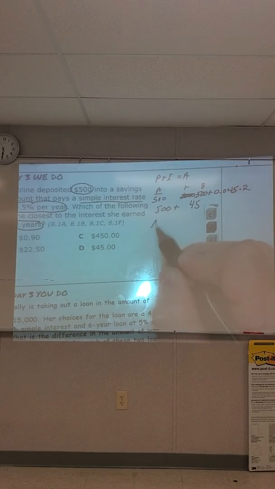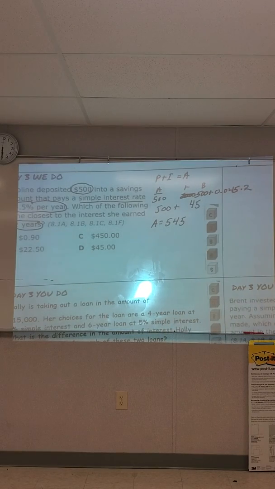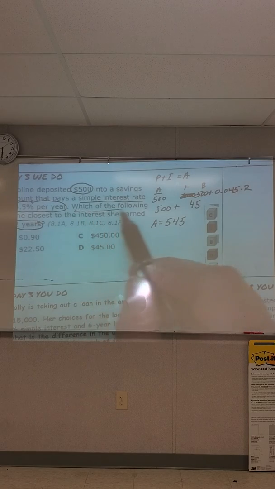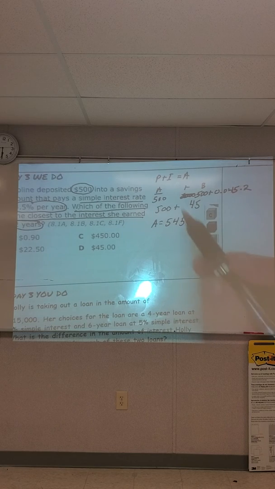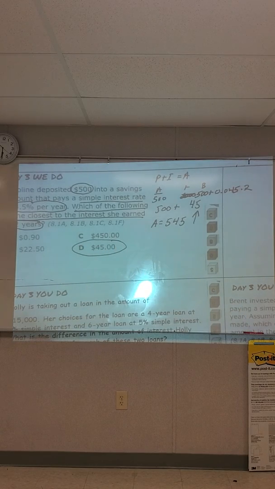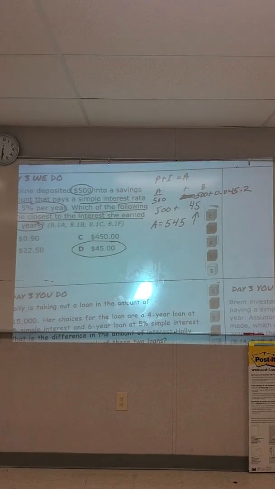So our amount equals 545. So our question though is, which of the following is the closest to the interest she earned in 2 years? So we're not looking for the whole amount now. We're just looking for the interest. There we have it. So the next question is a you do. So I'm going to let you do that one. And I'm going to stop the video right here.